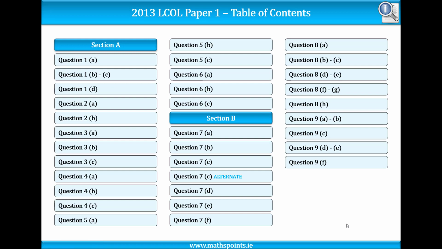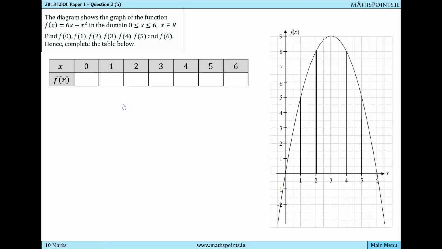Okay, so we're going to have a look at question 2 from the 2013 Leaving Cert Ordinary Level Paper 1. It was a question about functions and graphs, though there is an area aspect of the question in the B part, where we're asked to use the trapezoidal rule to estimate the area under this curve.